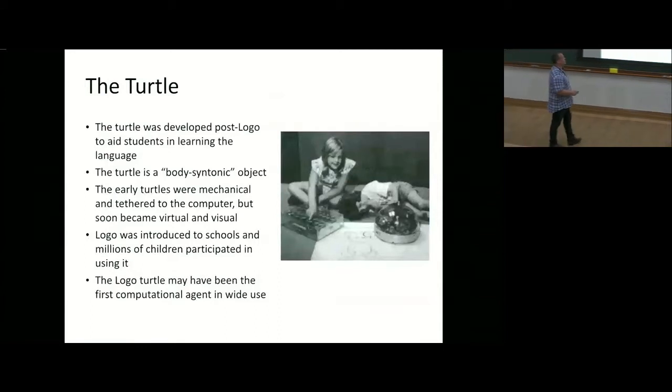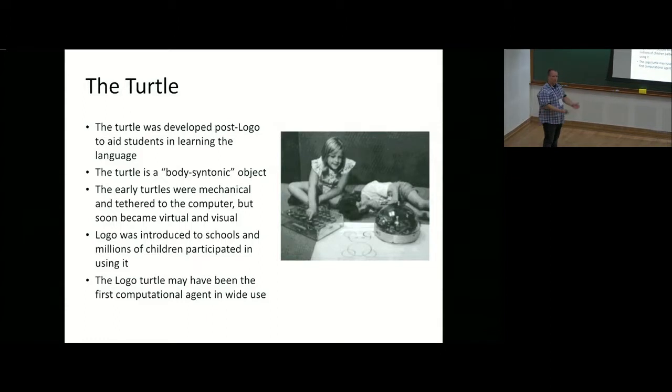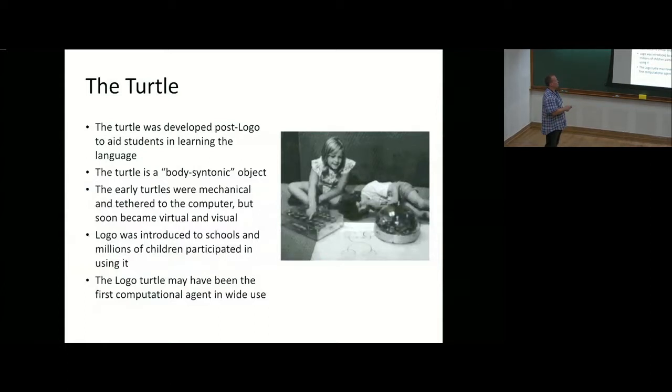As we mentioned, there's the turtle. Here's another picture of that turtle. This one might look more like a turtle. I don't know. Maybe less. Can squint. The turtle was developed post-Logo, so the language was developed first, but then they realized they needed something to kind of help students think. And so he uses this phrase that the turtle is a body syntonic object, which essentially means you can think about how you might embed yourself in the turtle, right?